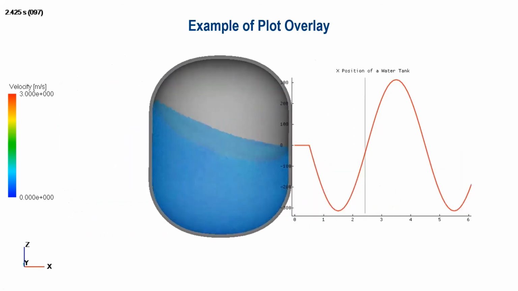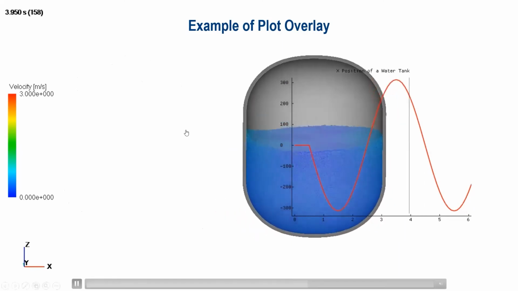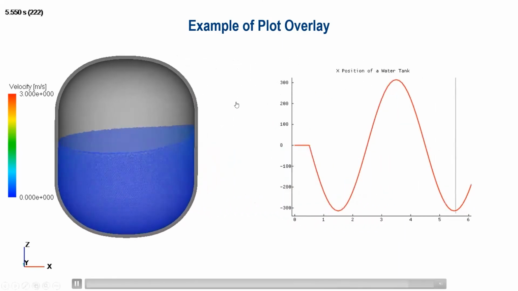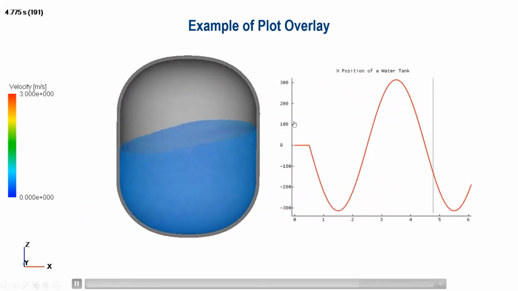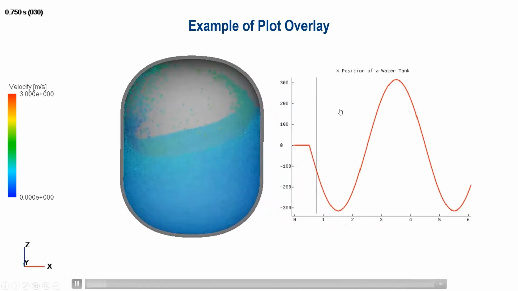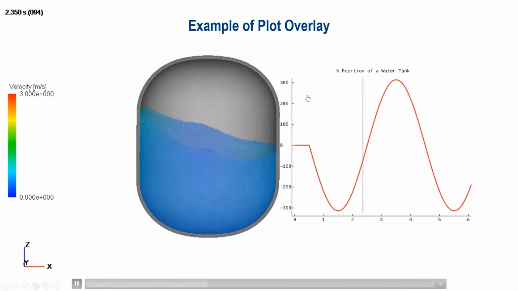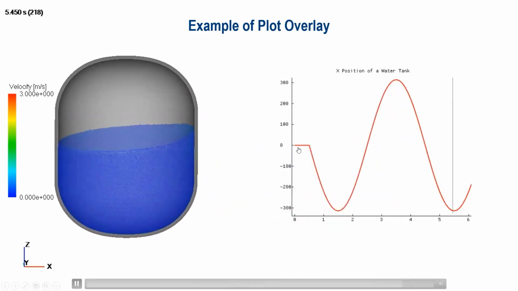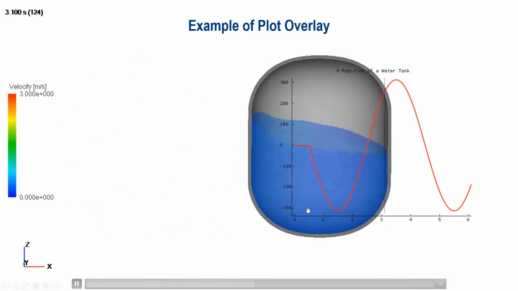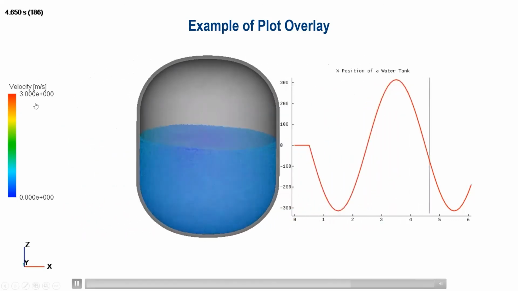That discontinuity actually causes this jump in the particles right at the beginning. That's probably not very realistic compared to how it would be in real life. So by looking at this plot overlay, I could make a decision: maybe I need to change how I define that motion, because that discontinuity is not how that motion is actually defined in real life.